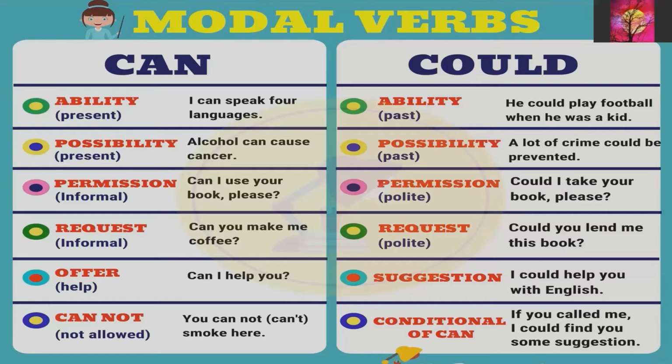Also, we use could for showing suggestions. I could help you with English. So can is used for offering help, whereas could is only suggesting something. And could is also conditional. If you called me, I could find you some suggestions. So it shows a sense of condition.